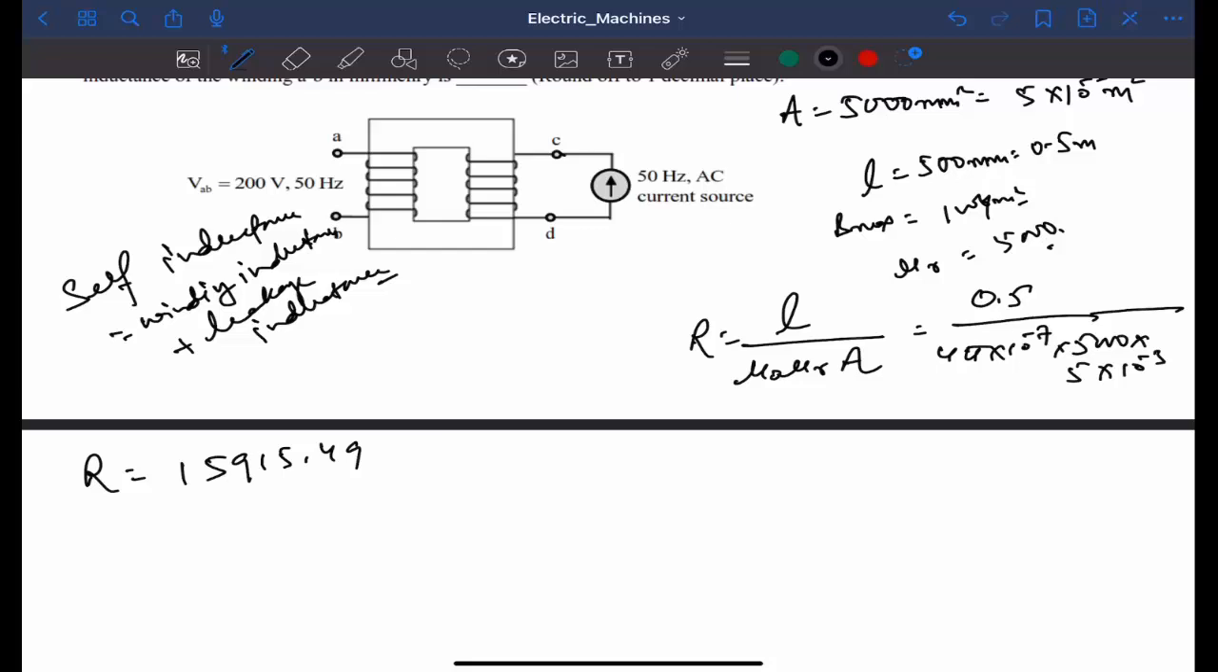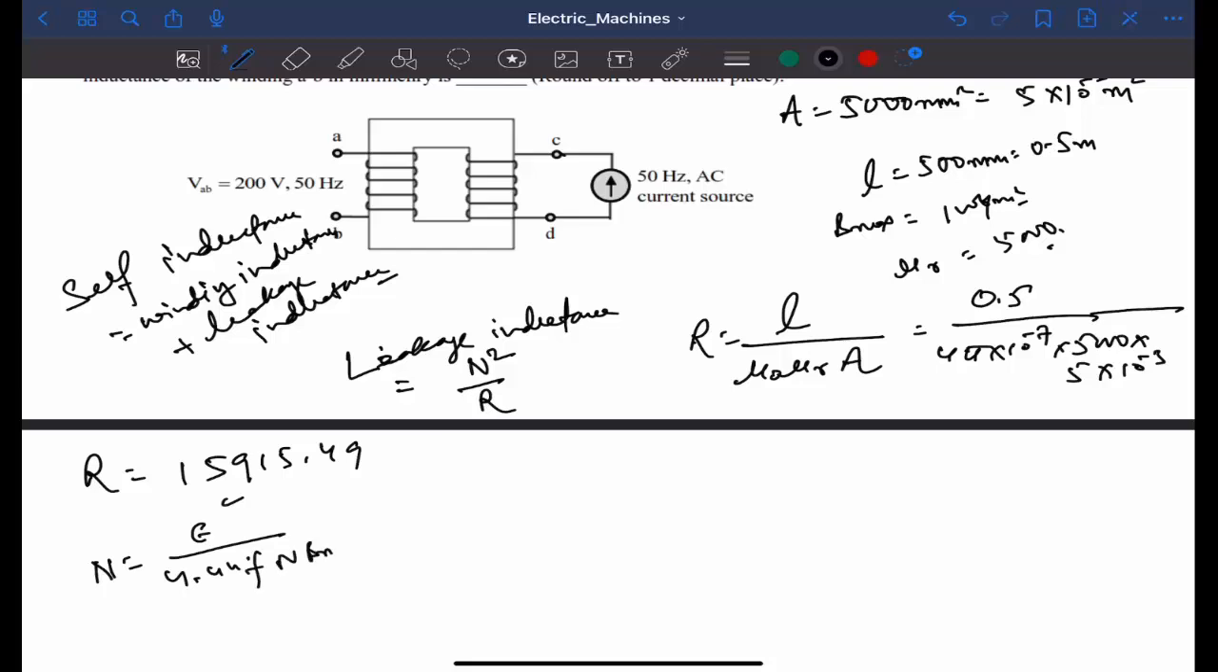And we know that this is the reluctance, and we know that leakage inductance equals turns square divided by reluctance. So we need to calculate turns. So turns, how will we calculate? E by 4.44 F Bm into cross section. What is E? Induced voltage 200 volt across the AB. Okay, 4.44, frequency is 50 hertz.